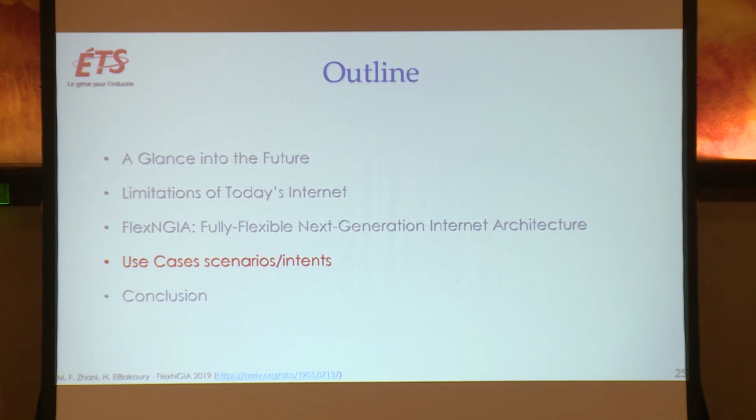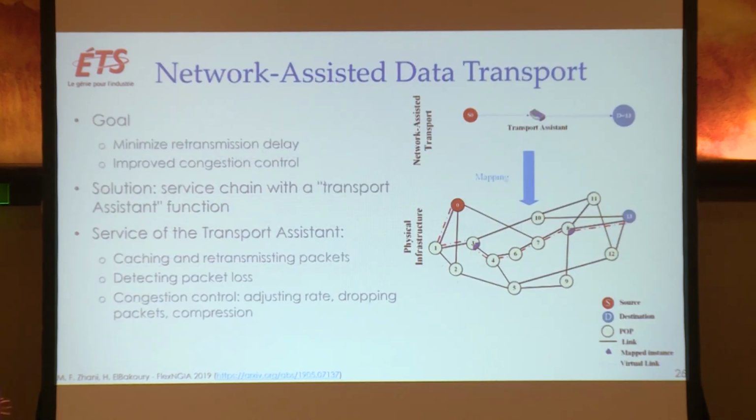Now I'm going to finish my talk with some use case scenarios. Here I'm going to provide some details of two use cases, but you can find more in the paper. One example of a use case is network assisted data transport. The goal is to minimize retransmission delays. We said that doing retransmission from the endpoints will incur a huge amount of time. Here the idea is to minimize the delay and improve the congestion control.